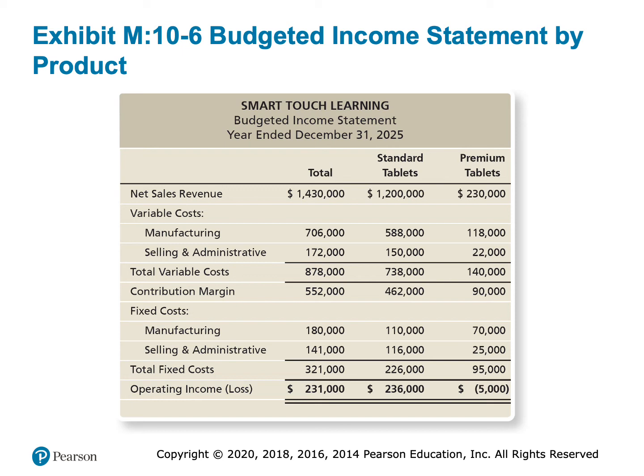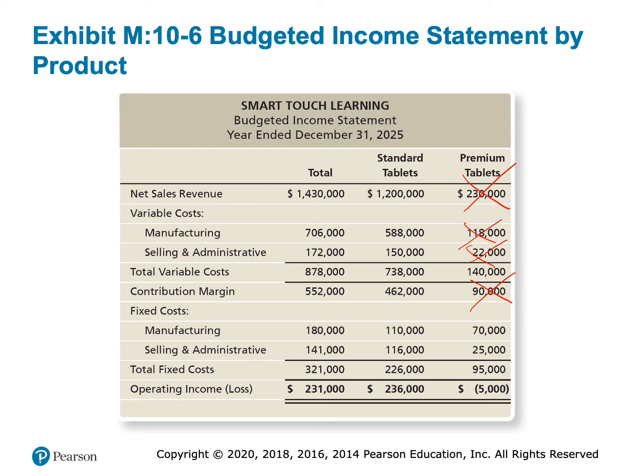We're working under the assumption, and in real life you'll have to discuss this with your team, that if we cut the premium tablets, we're going to lose all 230,000 of sales. Those are just going to go away, right? We're also going to assume, well, if we drop the premium tablet, guess what? We don't have to pay the manufacturing cost. We don't have to pay the selling and administrative for that. So we're going to save 140,000, but we lost 230 in revenue. So really we're losing 90,000 in contribution margin.